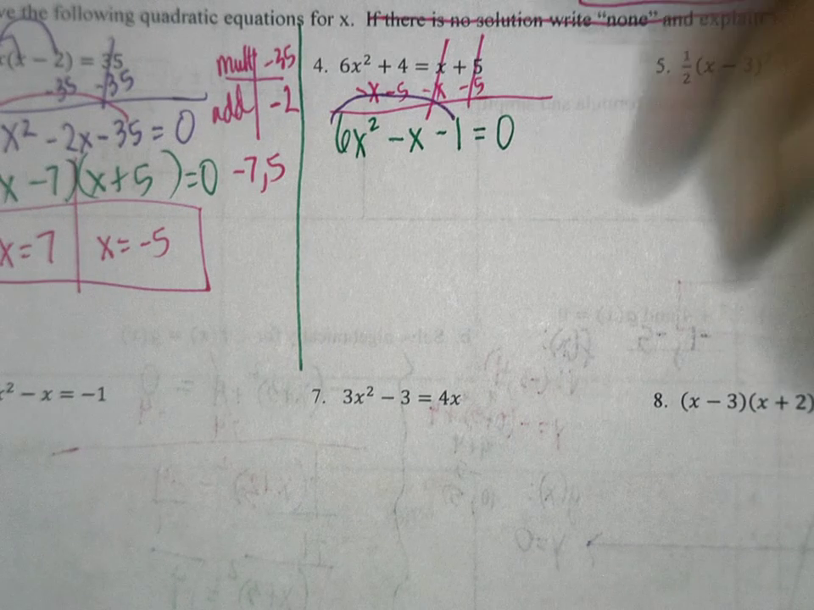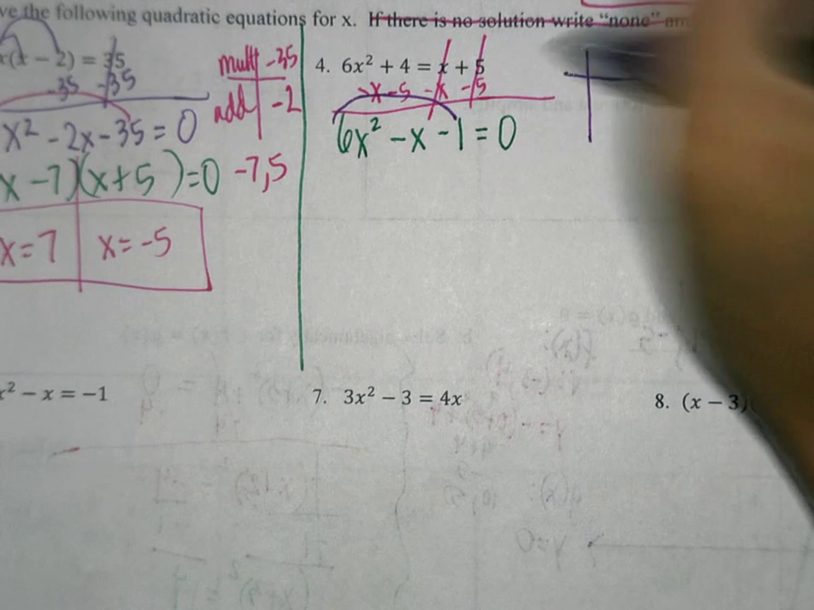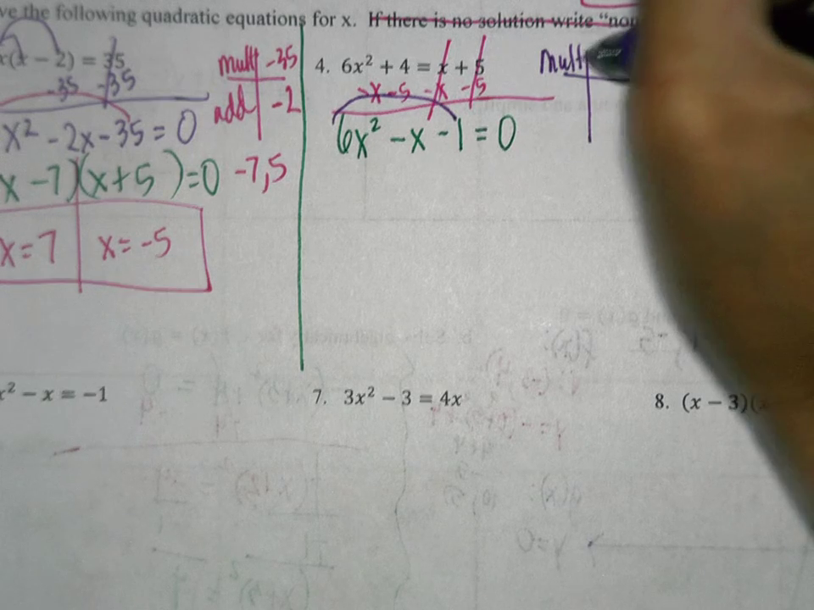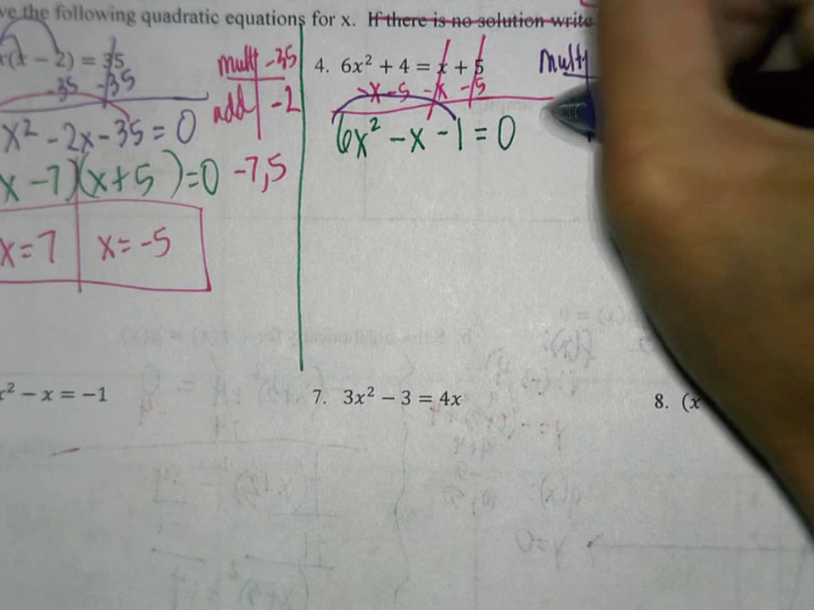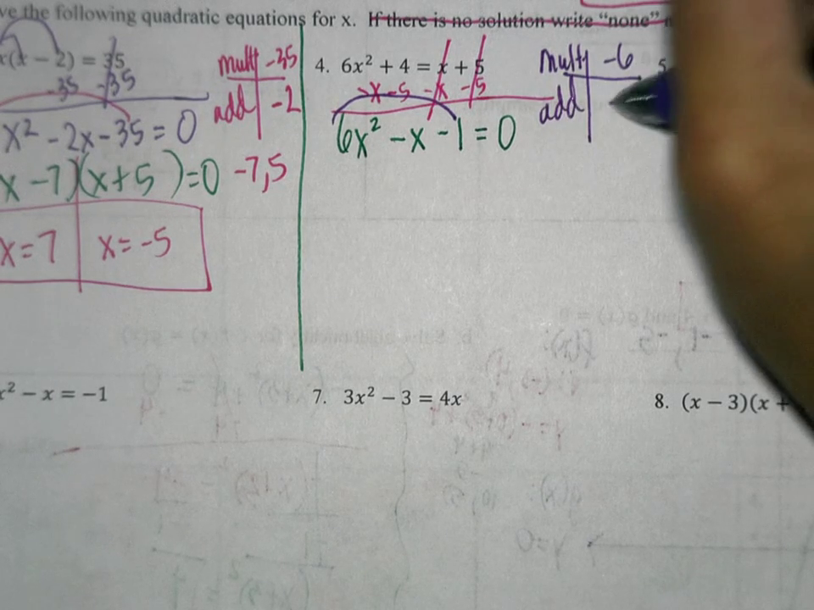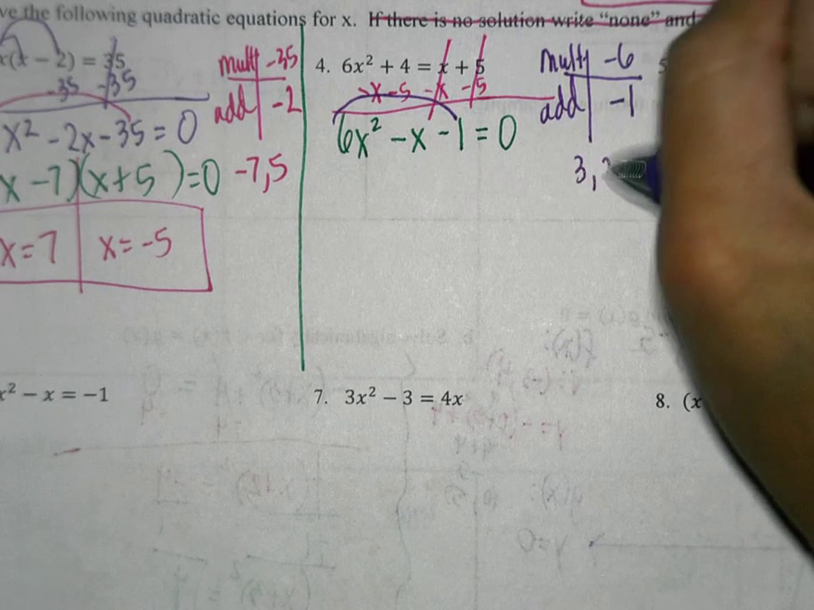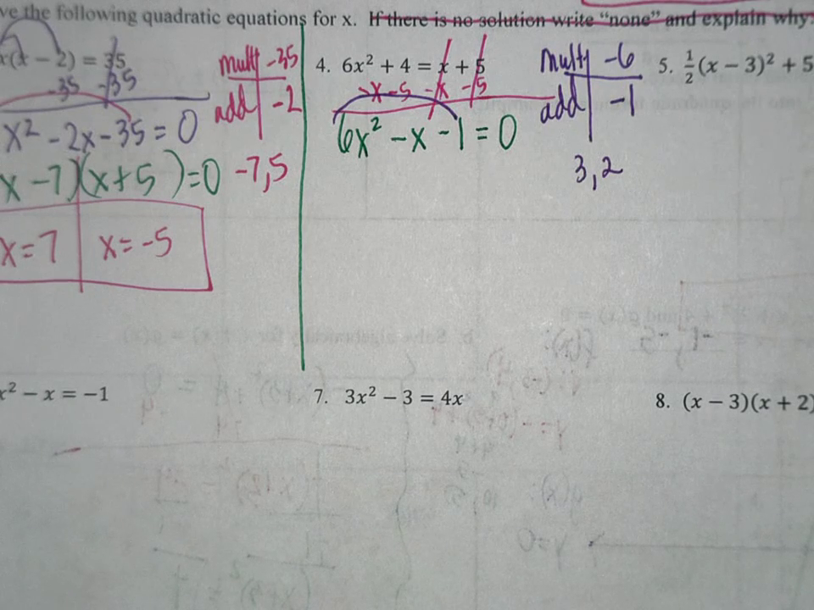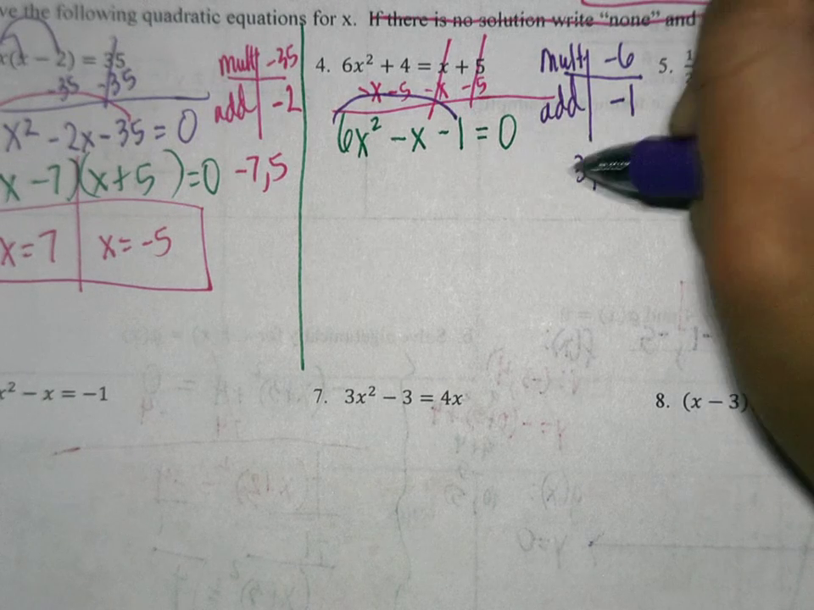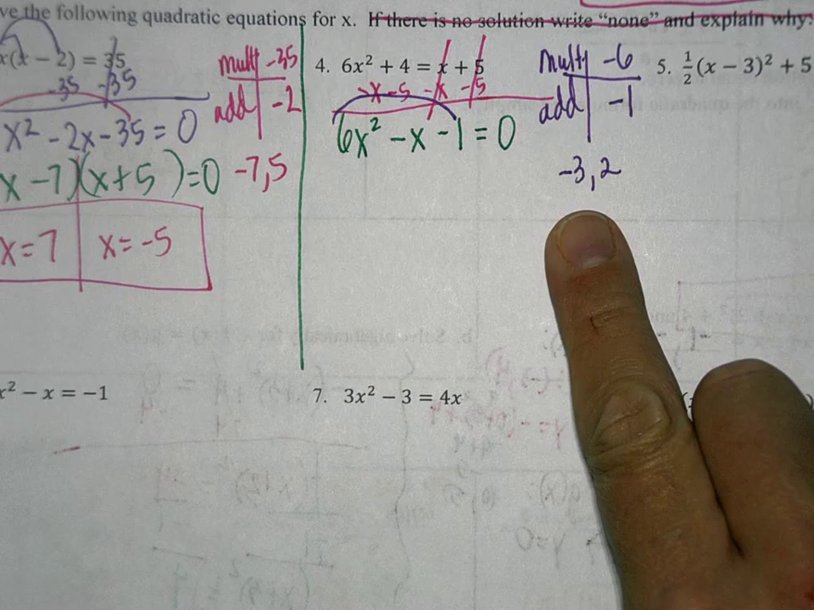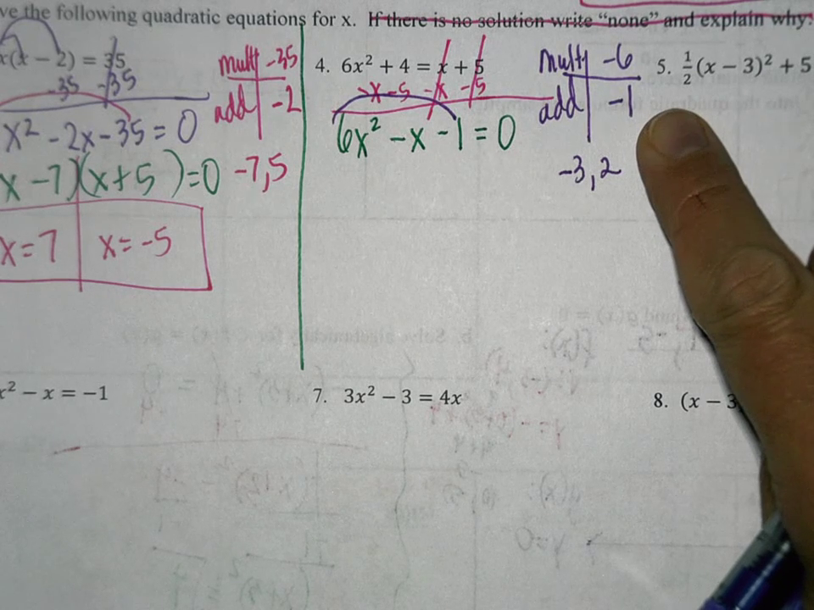I'm going to multiply over, and so what is my multiplication number? -6, and my adding number is -1. Very good. Are there any numbers that work? Very good. 3 and 2, and then which one needs to be negative? Good, because we want the larger number to be negative in order to add and get a negative answer.